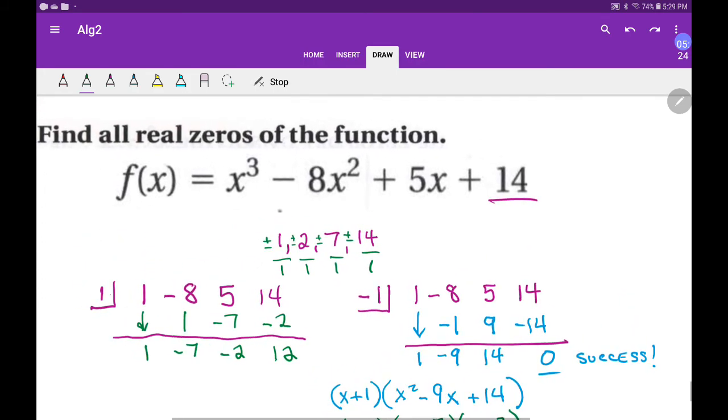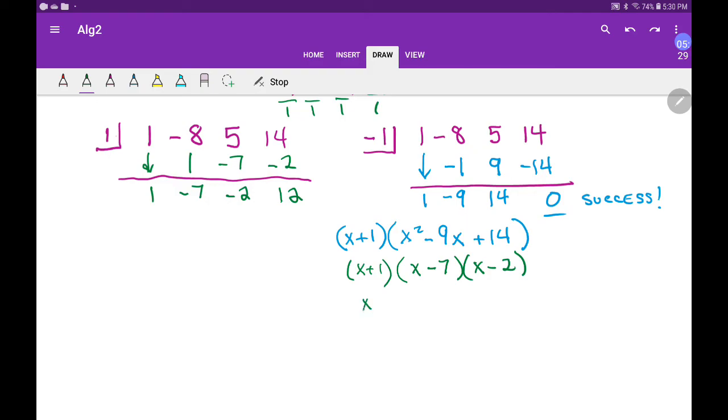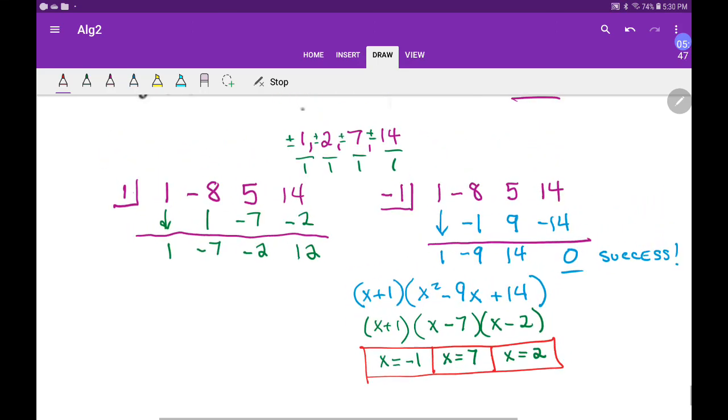And they're looking for zeros. So what are my zeros? Well, let's see. What goes with plus 1? Negative 1. Okay, there's 1. What goes with negative 7? Positive 7. What goes with negative 2? Positive 2. These are my zeros. Those are my 3 zeros.